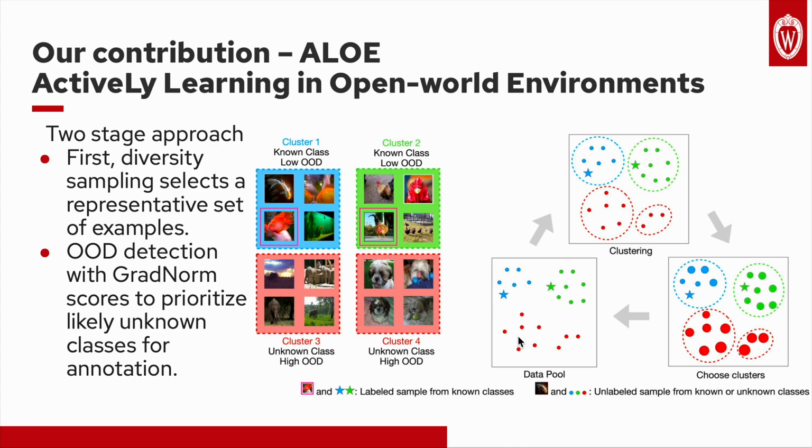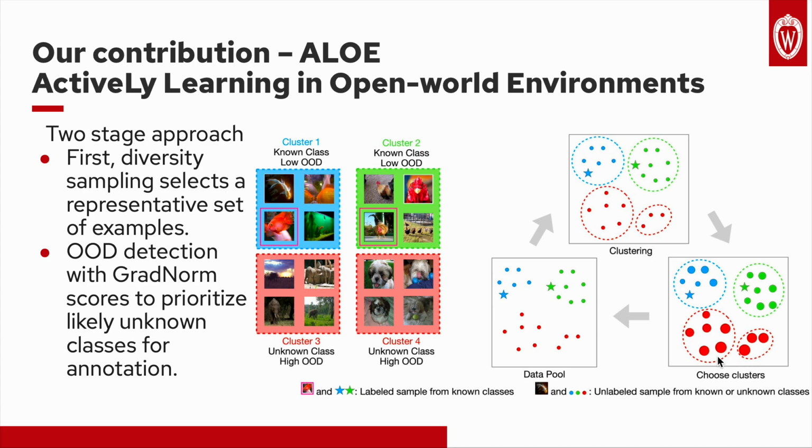This brings us to our main contribution, ALLOY, which stands for Active Learning in Open World Environments. ALLOY is designed as a two-stage approach. In the first stage, we use diversity sampling to select a representative set of examples. More exactly, we apply k-means clustering to the embedded features of unlabeled samples, while making sure the number of clusters is larger than the budget size of each iteration. After getting the clusters, we move to the next stage.